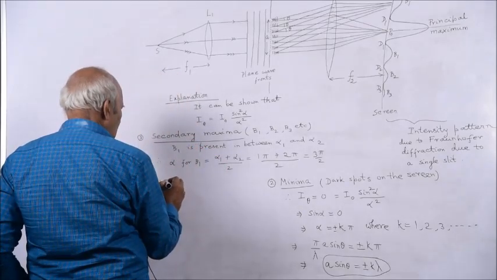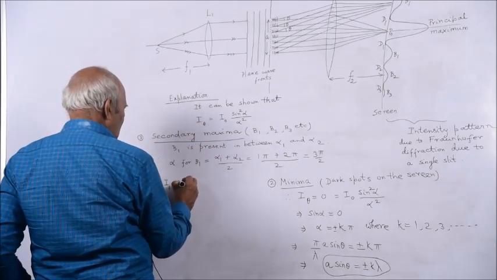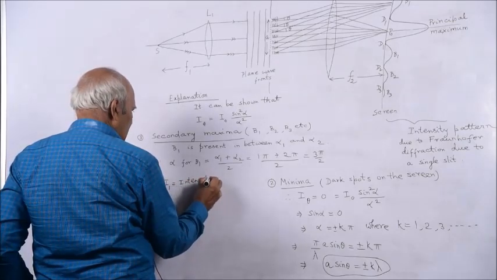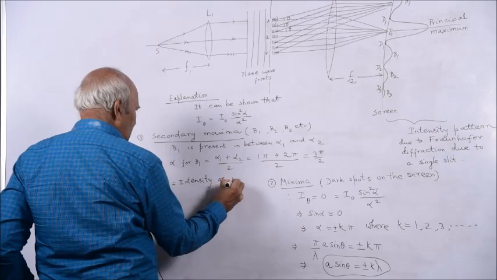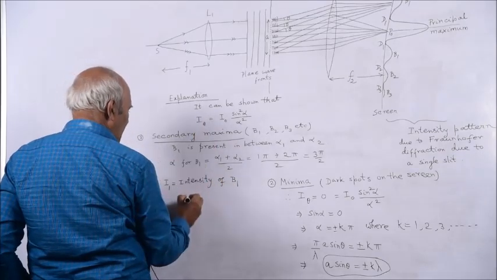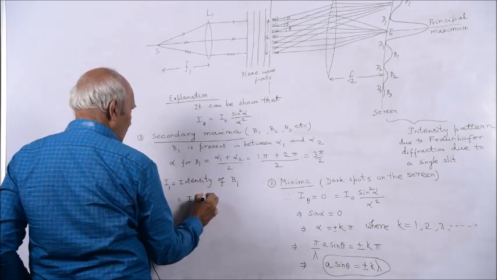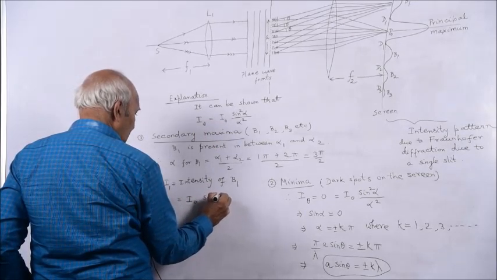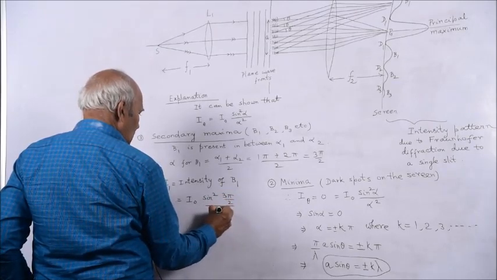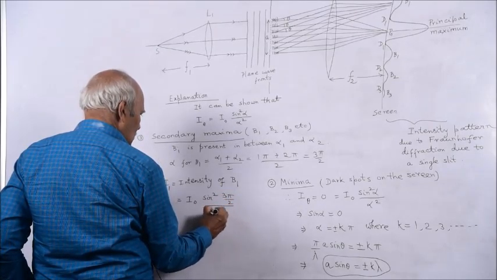So I1, the intensity of B1, is obtained from this formula: I 0 sin square 3 pi by 2 by 3 pi by 2 whole square.